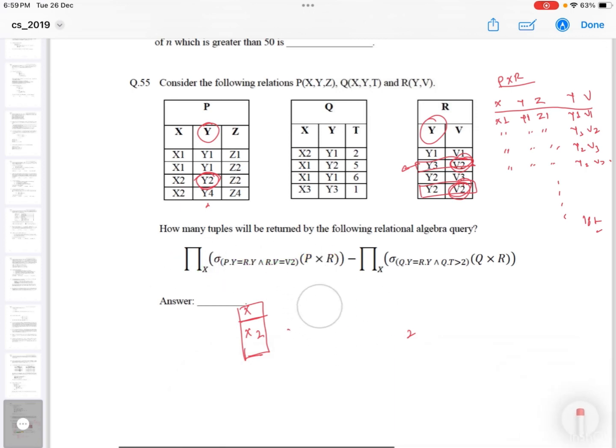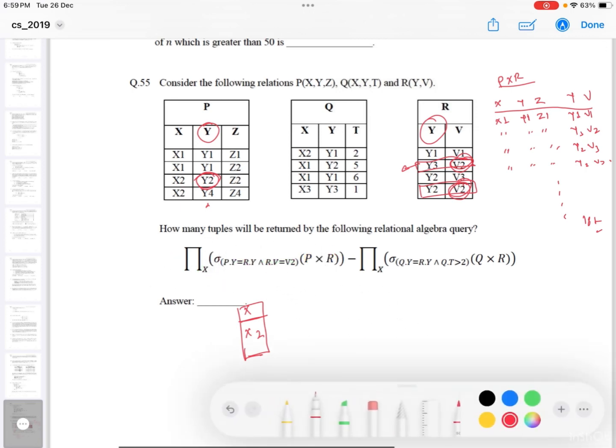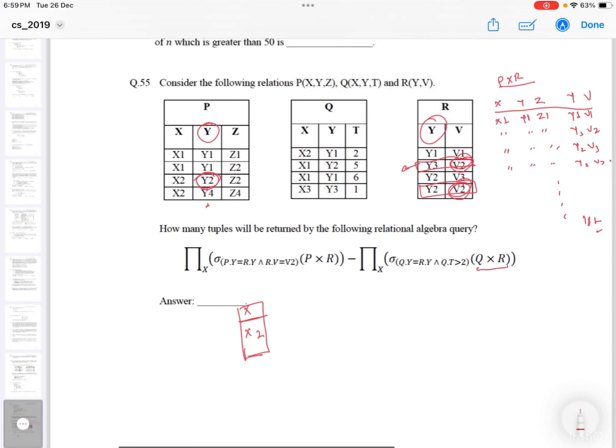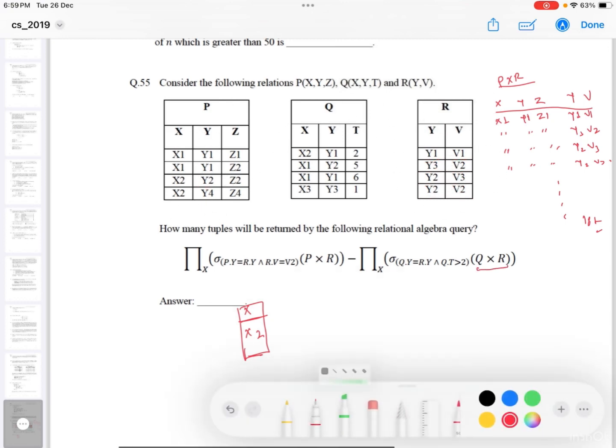Okay, now let's do the same thing with the second expression. In the second expression, we have to look at Q cross R, right? So Q and R, with the condition that Q dot T should be greater than 2. So we will have this tuple, and this one, and that is all, that is 5 and 6. And with the AND, we have to look at Q dot Y equal to R dot Y. R dot Y is this one.